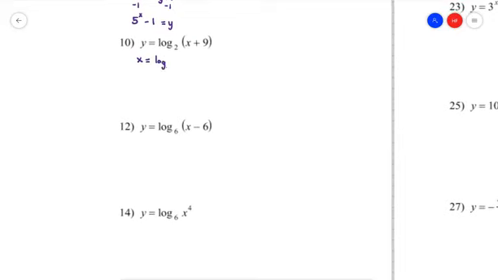Now number 10, same thing. Oops. So we want to make that a y plus 9. And then nothing can be moved first since we have those parentheses. So we will convert to the x is equal to y plus 9. Subtract the 9, we get 2 to the x minus 9 is equal to y.